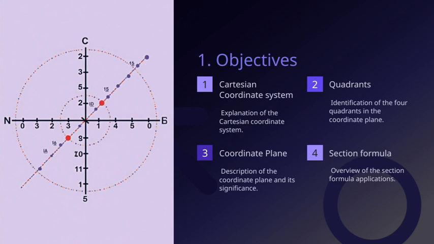Let's take a closer look at the overview of the section formula applications. First, we'll explore the section formula itself, which is a powerful tool for finding a point that divides a segment in a given ratio. Next, we'll identify the four quadrants in the coordinate plane, which helps us understand the position of points relative to the origin. Then, we'll describe the coordinate plane and discuss why it's so important in graphing and analyzing geometric figures. Finally, we'll go over the Cartesian coordinate system, which is the foundation for plotting points and understanding the relationships between them. Throughout this section, we'll see how these concepts connect and support our overall understanding of coordinate geometry.